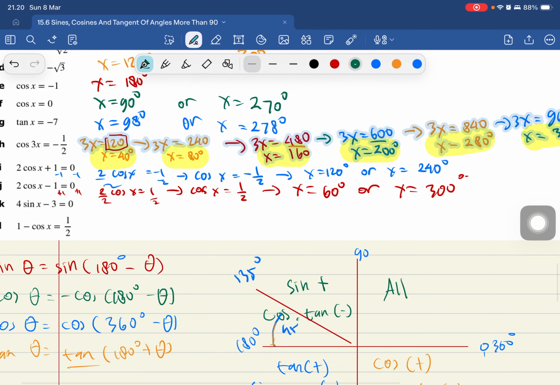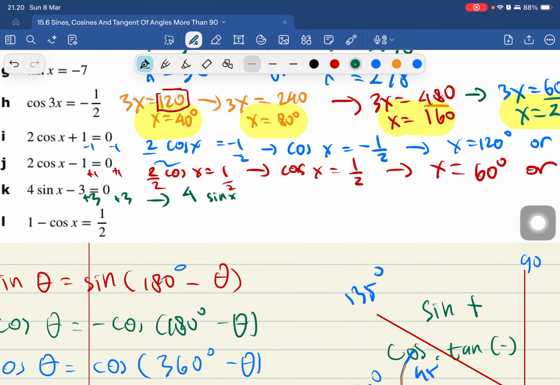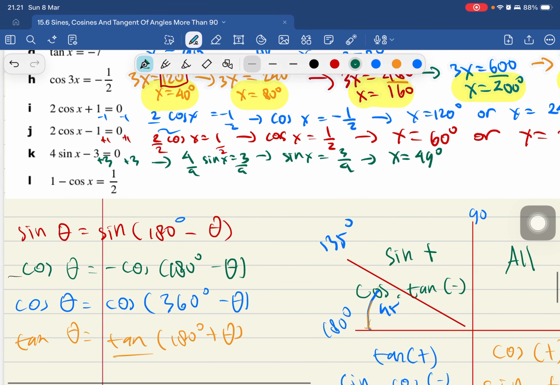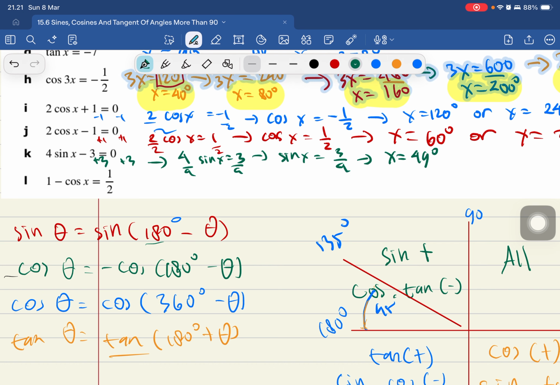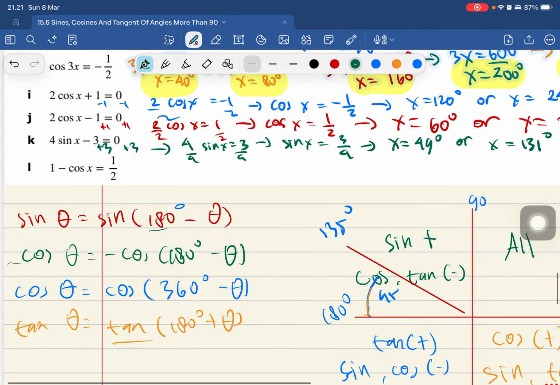Okay, next sin. We got minus 3 here, so add 3 to both sides. So 4 sin x equal to 3. We divide by 4 on both sides, so sin x equal to 3 over 4. Use a calculator to the nearest degree. The first x is going to be 49 degree. Another one, we do 180 minus 49, so another x is going to be 131 degree. Okay, last.